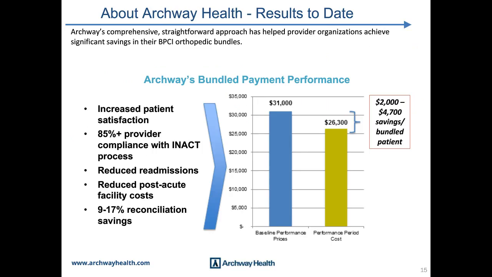I mentioned our results. So this is representative of the results we're seeing in our orthopedic bundles. We're doing all kinds of bundles in BPCI and in oncology, but specific to orthopedics, we're seeing great improvement in patient satisfaction, great compliance with our process, reduction in readmissions, and savings ranging from 9% to 17% of target price with the orthopedic organizations we're working with. In some cases, those are hospitals initiating ortho bundles, and in some cases, those are physician groups initiating ortho bundles, ranging from $2,000 to $4,700 in savings per case across a number of different providers and provider types.